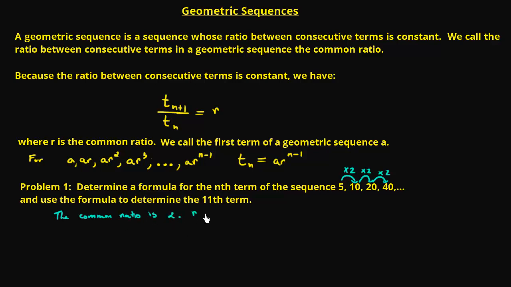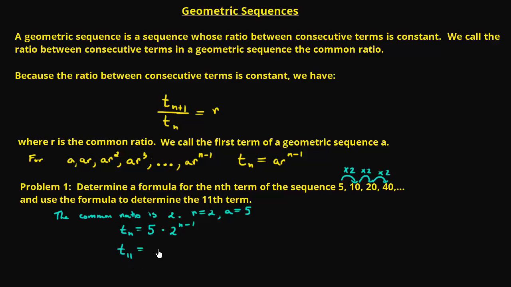So that is that r is equal to 2. The first term in the sequence is a, which is 5. So we have that a is equal to 5, and thus we can come up with a formula for determining the nth term. So we have that t sub n is equal to 5 times the common ratio, which is 2, to the power of n minus 1. And the question asks us to figure out what the 11th term of the sequence is. So we're just going to use this formula to calculate the 11th term, which is t sub 11.